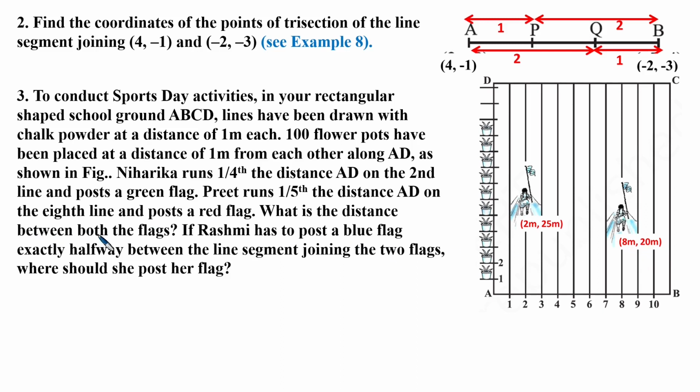What is the distance between both the flags? You have been given the coordinates, so it is easy to find. Now d squared is equal to (x2 minus x1) the whole squared plus (y2 minus y1) the whole squared, and take the square root of it. You will get the distance.